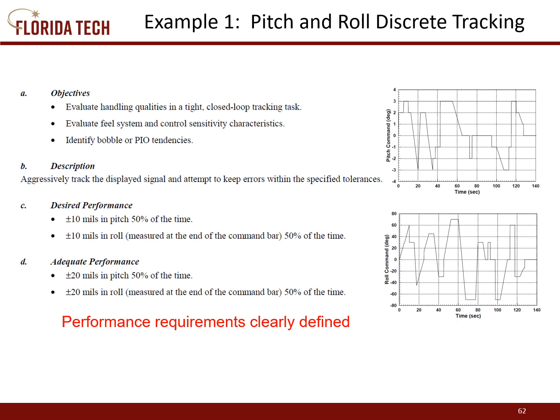For adequate performance, you expect that to be loosened up a bit, and so it is. So adequate performance is defined as plus or minus 20 mils in pitch for 50% of the time, or plus or minus 20 mils in roll for half the time. So the performance requirements are clearly defined in this example.